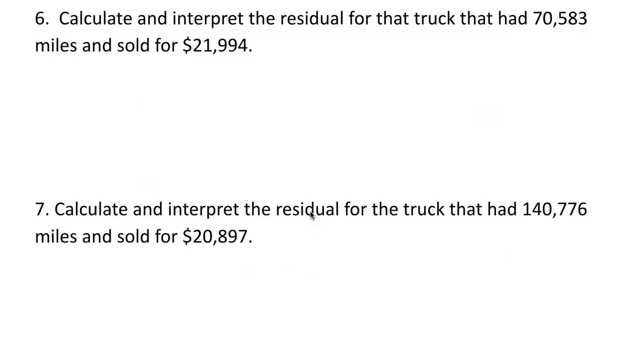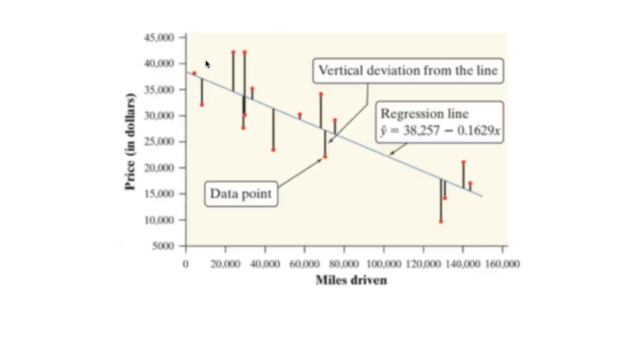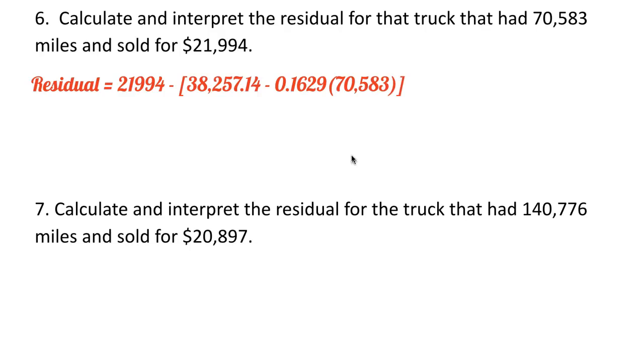So we're going to calculate and interpret the residual for the truck that had this many miles and sold for that $21,994. So that looks to me like it is, 70,000 is right here, that's 75,000. So looking at this, I know my residual is going to be a negative value. Here's how to calculate it. We're going to take our best fit line. This is the actual, so A, here's what it was, subtract what the model predicted. All I've done is take this value and plug it into our regression model, and I do the math. I get this negative residual, like the picture showed.